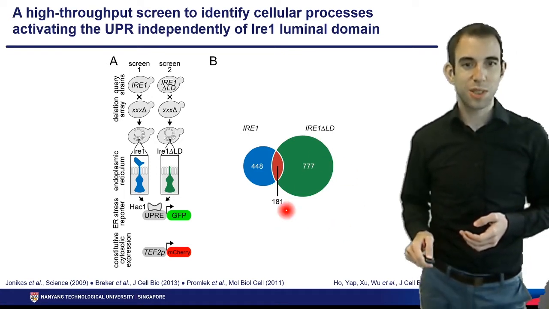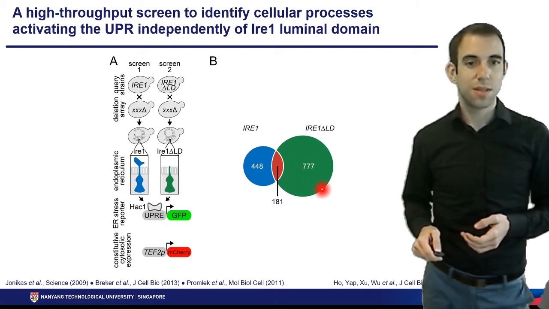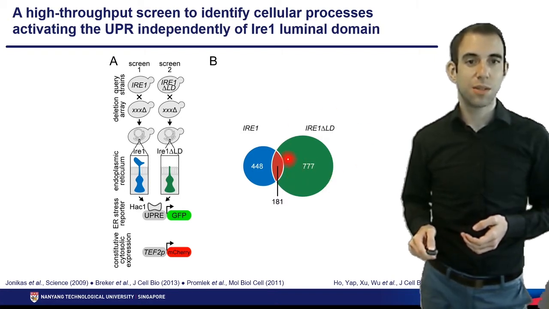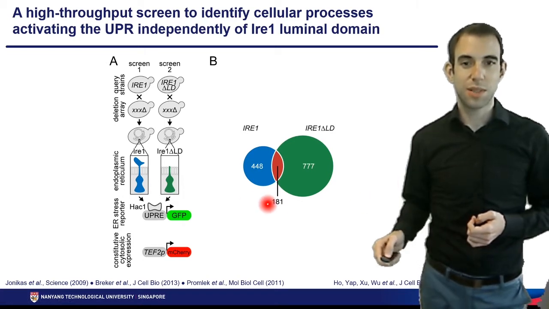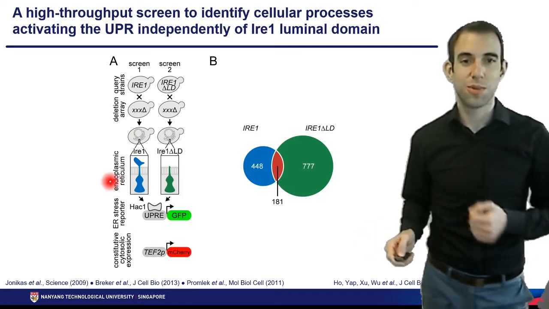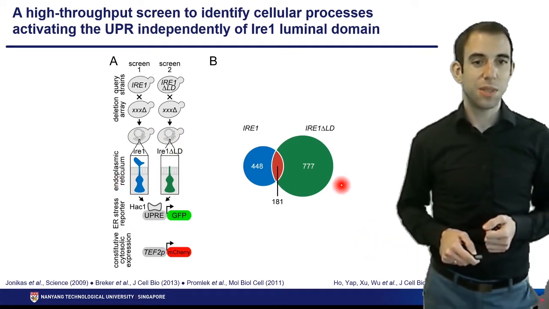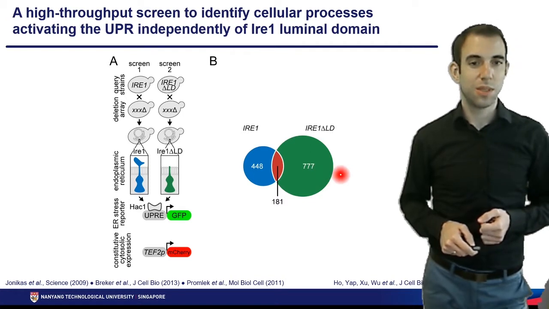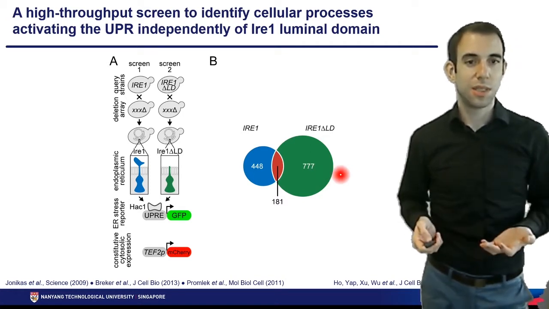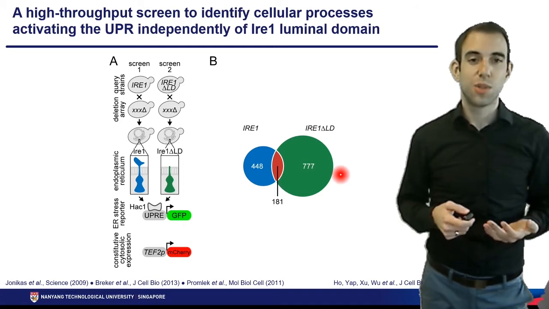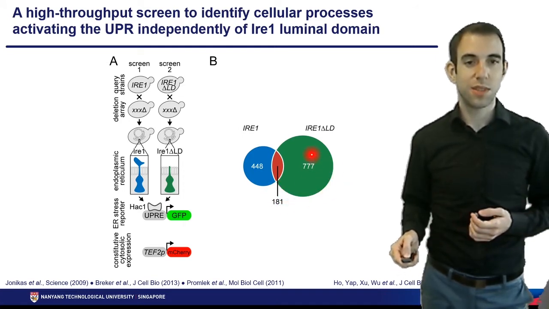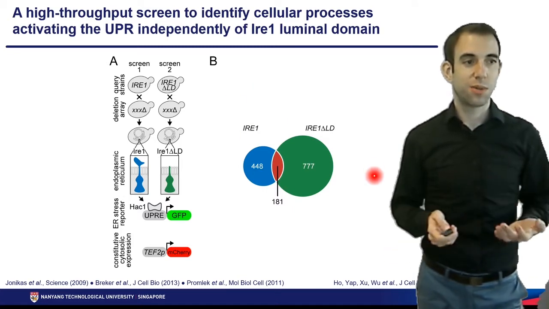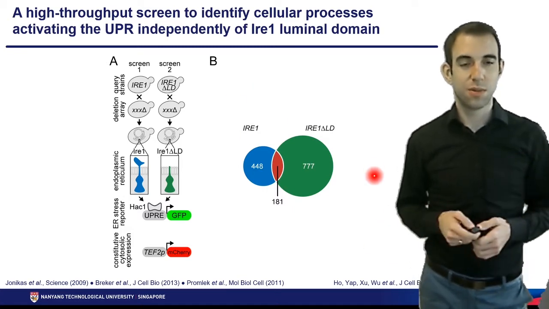But then there was also a very surprising subset of hits that were only found with Ire1 delta LD. We did not expect that, because we would expect that if it activates the UPR from Ire1 delta LD, it would also activate it from the full length. There can be many reasons for that. Either Ire1 delta LD is more sensitive to the defect from the deletion of these genes compared to full length. So that's why we observe a UPR activation and not in the full length.